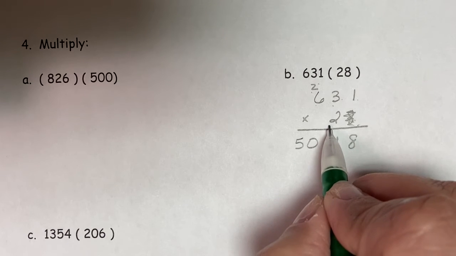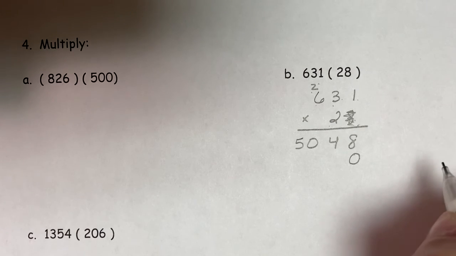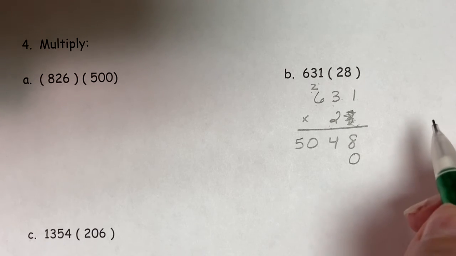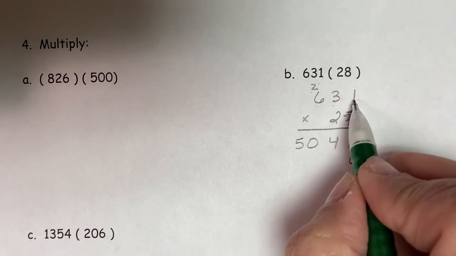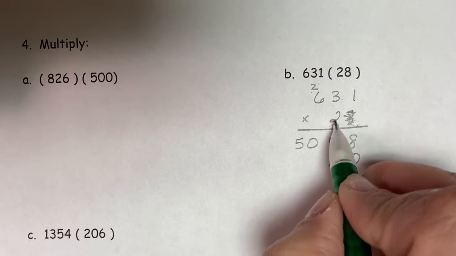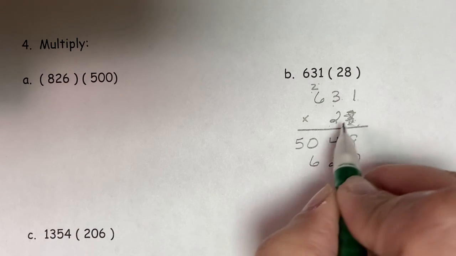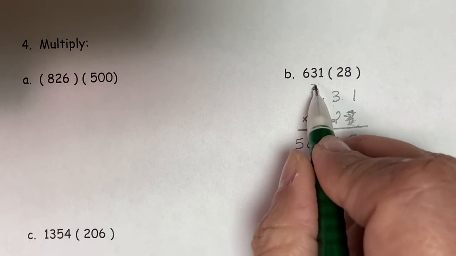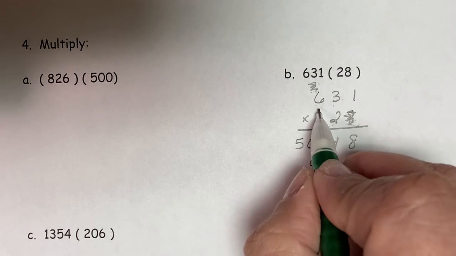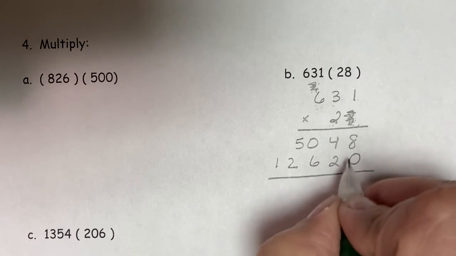Now I'm going to do the same thing with the 2. Now, just know that when you do that, you're going to need a 0 placeholder right there. And now you're going to start your multiplication. 2 times 1 is 2, no carrying involved. 2 times 3 is 6, no carrying. 2 times 6, now remember this 2 is from before. 2 times 6 is 12. Now notice how I'm lining up all my numbers.